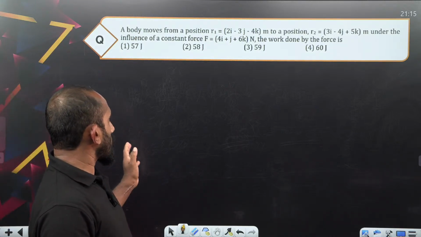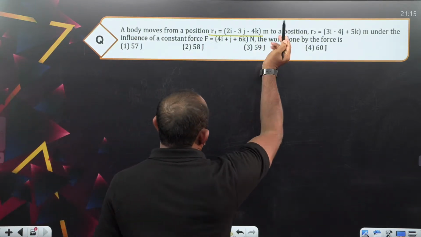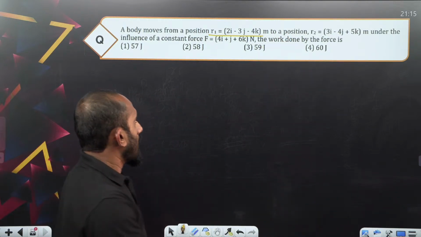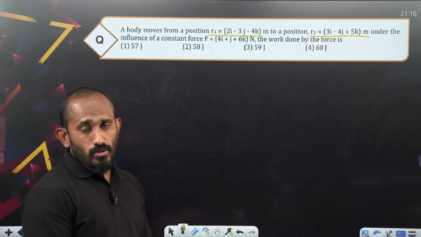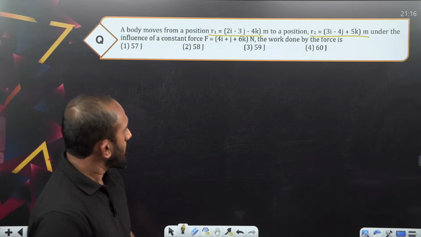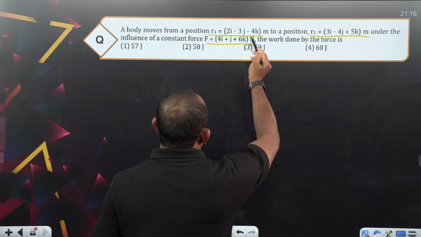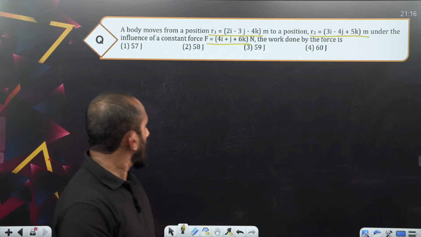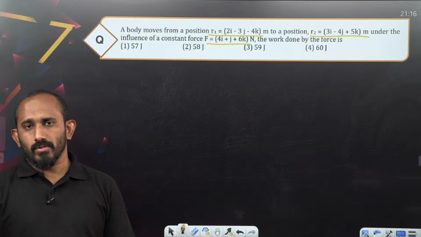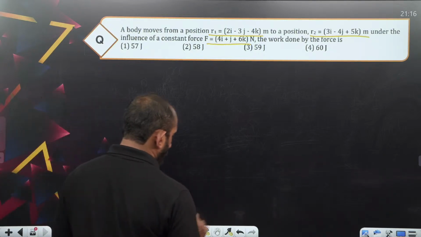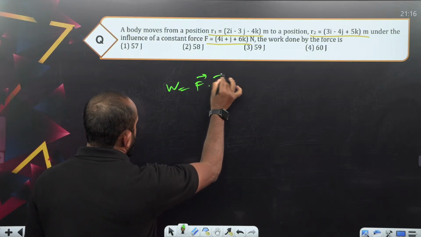A body moves from a position r1 equal to 2i minus 3j minus 4k meter to a position r2 equal to 3i minus 4j plus 5k. So the initial and final positions are given. Then under the force F equal to 4i plus j plus 6k Newton, the work done by the force is, you know, a dot product, scalar product. Work done W is equal to vector F dot vector S.